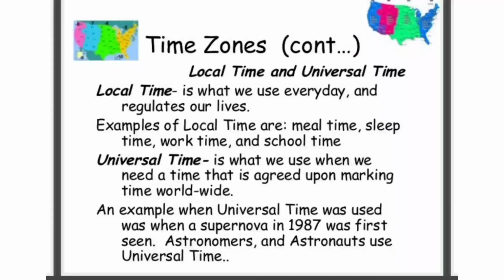Local time. Local time is what we use every day and regulates our lives. Examples of local time are meal time, sleep time, work time, and school time. Universal time. Universal time is what we use when we need a time that is agreed upon for marking time worldwide. For example, universal time was used when a supernova in 1987 was first seen. Astronauts and astronomers use universal time.